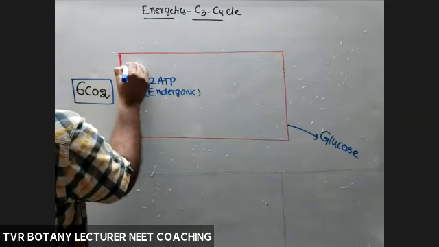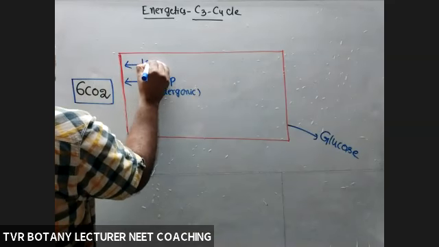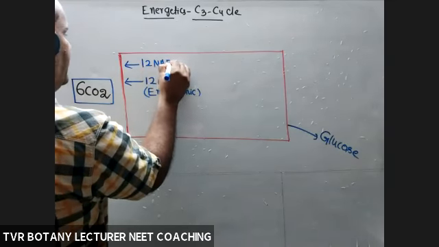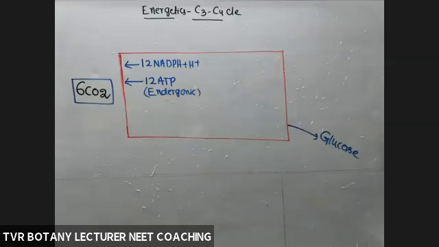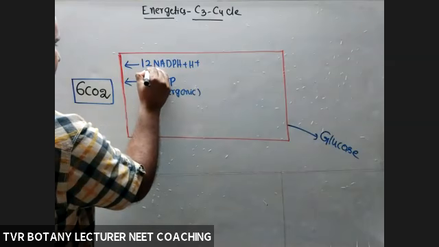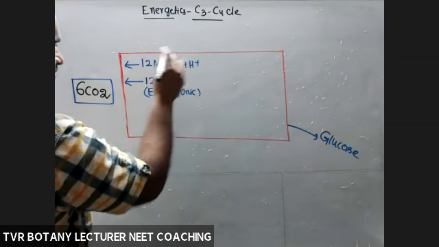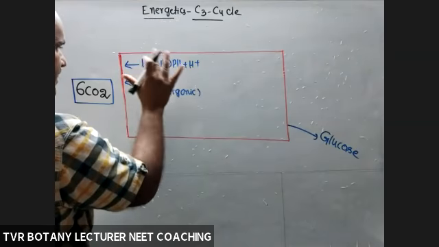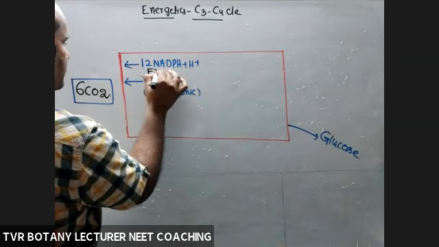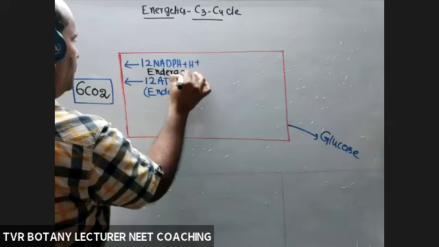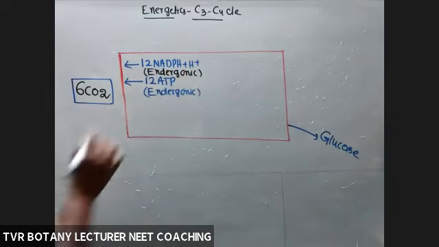Next, here 12 molecules of NADPH plus consumed. That is the second reaction of a reduction phase, reductive phosphorylation. So this is also majorly here energetics. I don't want to discuss phosphorylation like that. Energetics means how many ATP consumed, NADPH plus consumed. So this is also an endergonic reaction, energy consuming reaction.